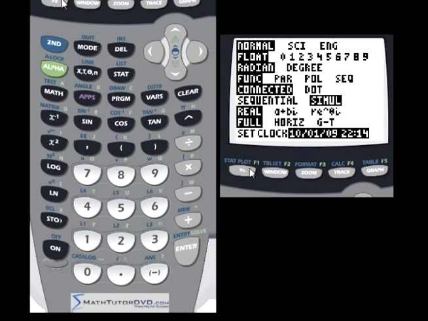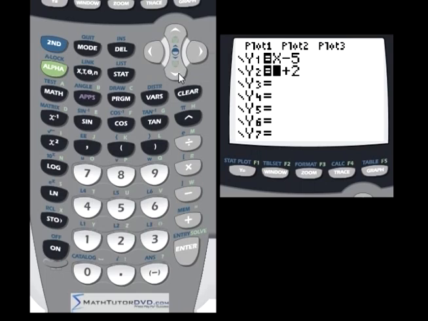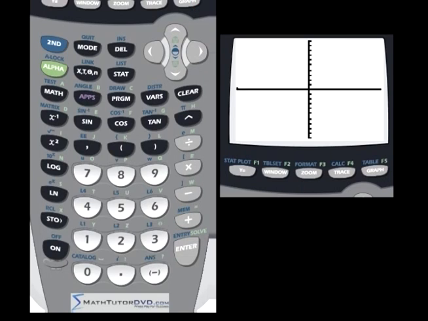So let's go back to the mode function and go down to sequential, and let's go graph simultaneous. And what's going to happen at this point, let's go ahead and put a third graph on there just for kicks. We'll put y is equal to negative x, let's say. And let's go back to the graph button.